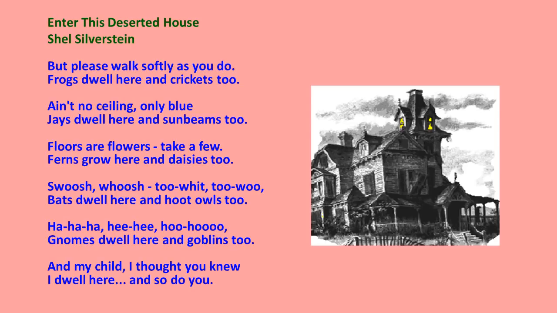"Enter this deserted house, but please walk softly as you do. Frogs dwell here and crickets too. Ain't no ceiling, only blue. Jays dwell here and sunbeams too. Floors are flowers, take a few. Ferns grow here and daisies too. Swoosh, swoosh, to wit, to woo. Bats dwell here and hoot owls too. Ha, ha, ha, hee, hee, hoo, hoo. Gnomes dwell here and goblins too. And my child, I thought you knew. I dwell here, and so do you."